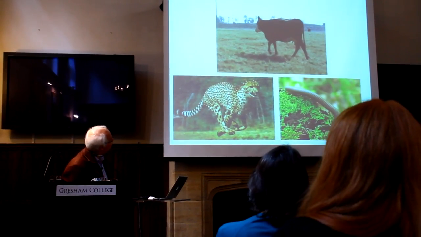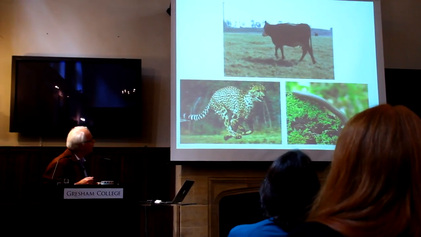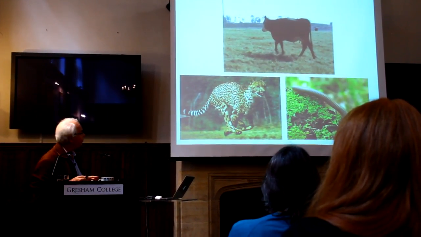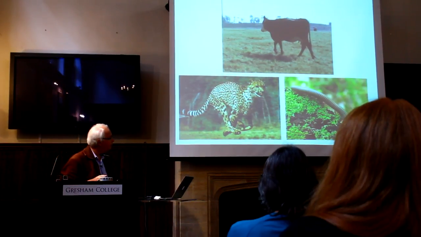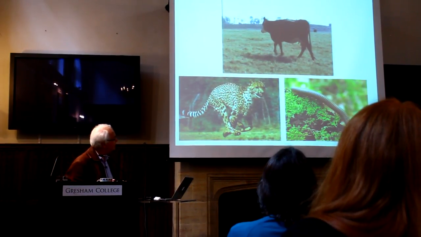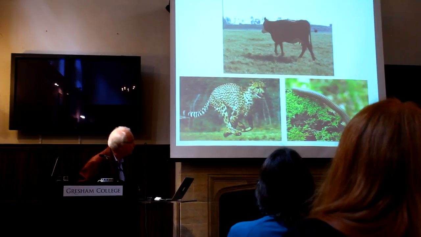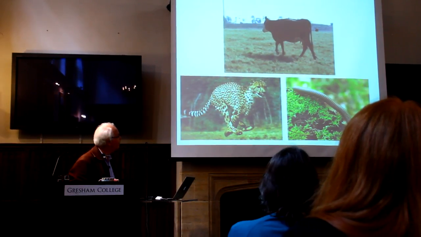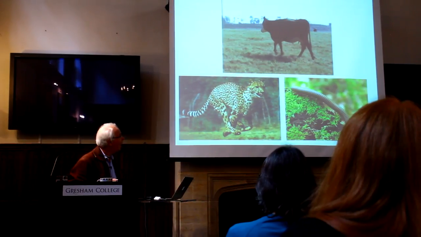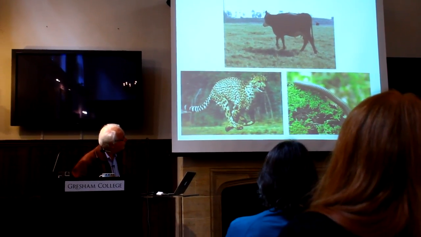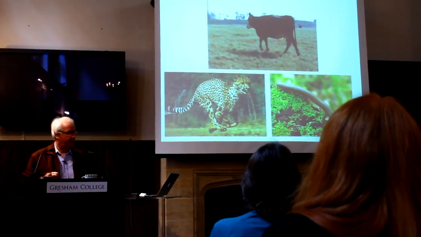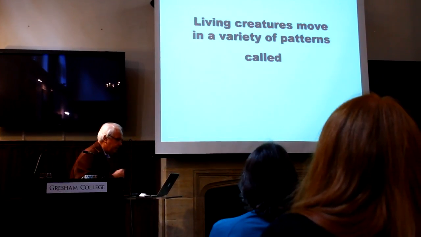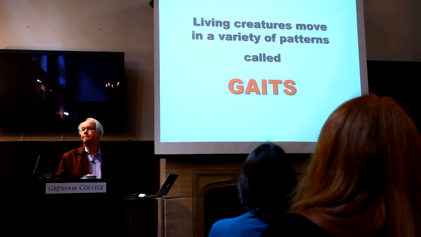And I'm not quite sure what the bull is doing. The cheetah is doing what's called a rotary gallop. It's going so fast that actually the back legs have got in front of the front legs, you can see. It's catching up with itself. And the millipede, which is an even bigger challenge than the centipede. These things are called gaits.